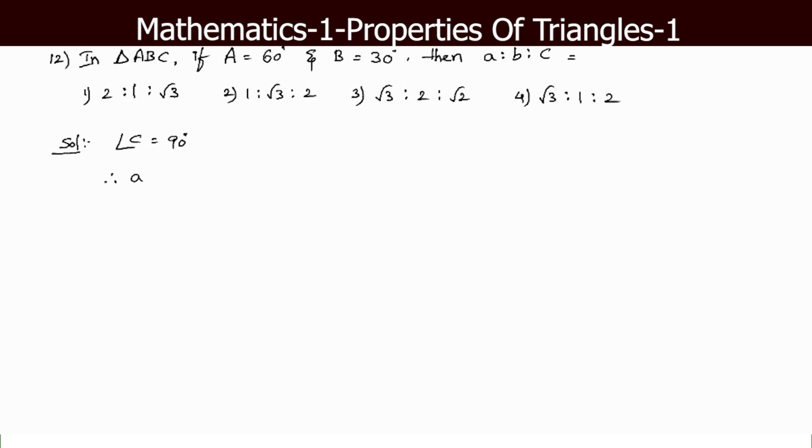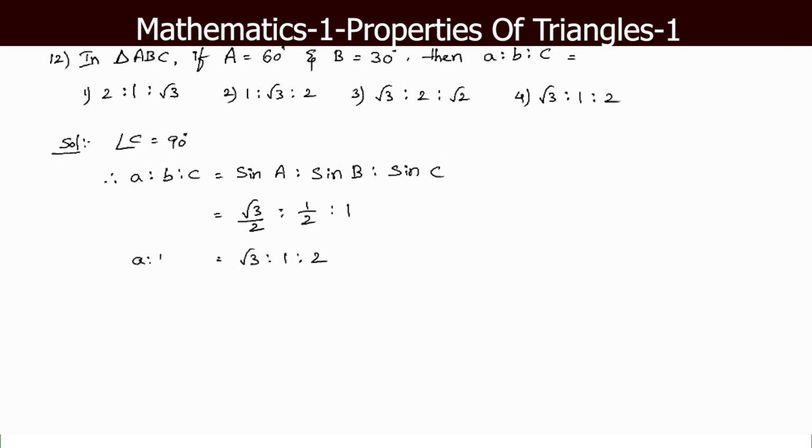So small a is to small b is to small c is equal to, and you know that sin A is to sin B is to sin C by sine rule, because a by sin A is equal to b by sin B is equal to c by sin C, each is equal to 2 capital R. So this shows that sin A means sin 60, root 3 by 2, sin B means half, and sin C means 1. So the ratio is root 3 is to 1 is to 2. So the correct option is root 3 is to 1 is to 2. Correct option is option number 4.